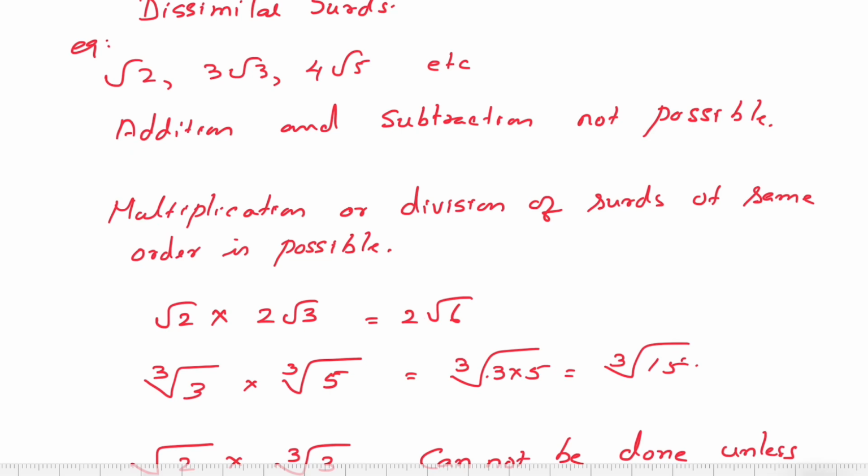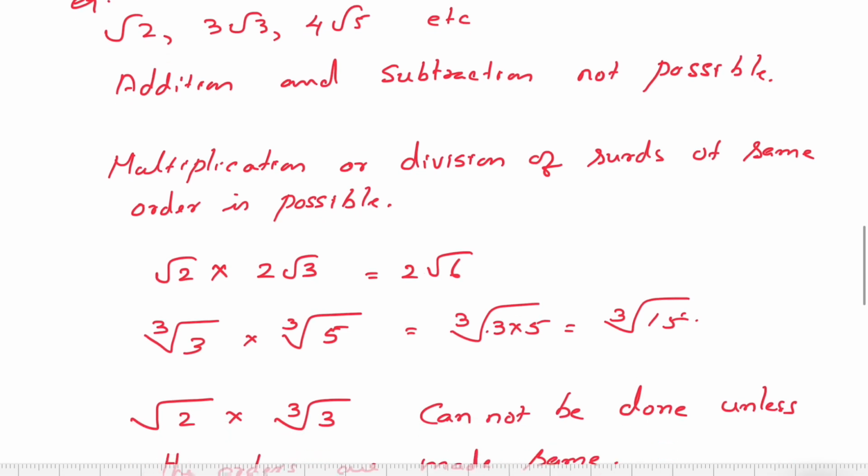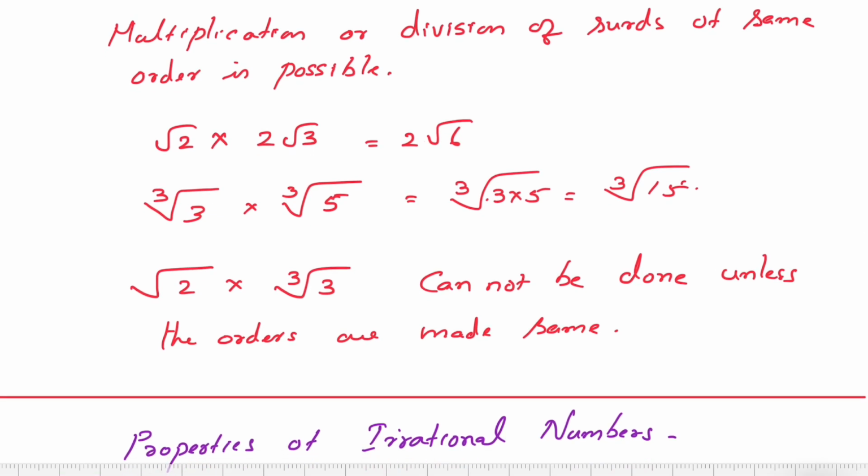Here, cube root of 3 into cube root of 5. Here the order is same, but inside the radicand 3 and 5 are different. But you can multiply, see, because the order is same. So cube root of 3 into 5, so cube root of 15. If the orders are different, then you will not be able to multiply. So you don't have to worry, as you do a lot of problems, this concept will become clear.